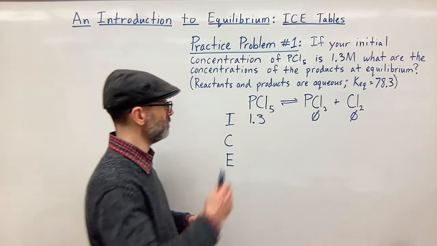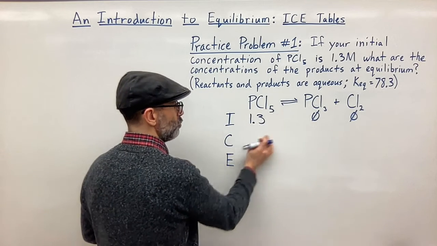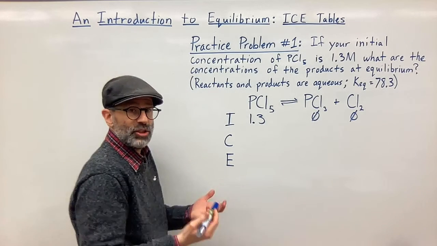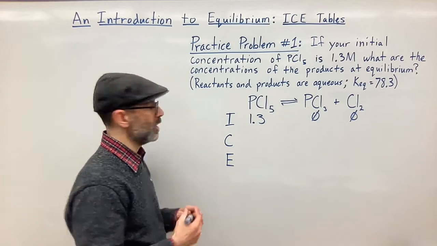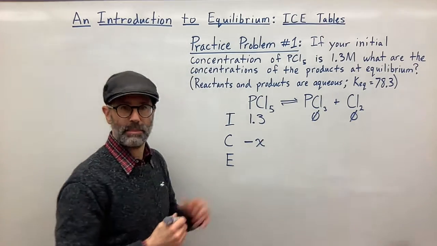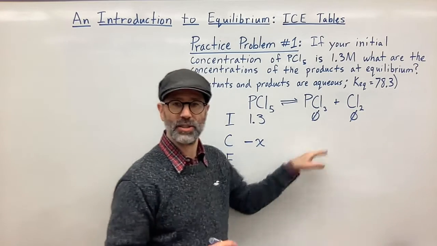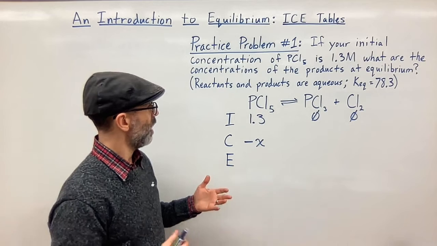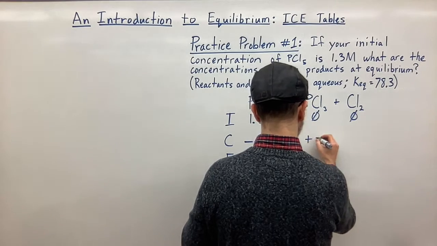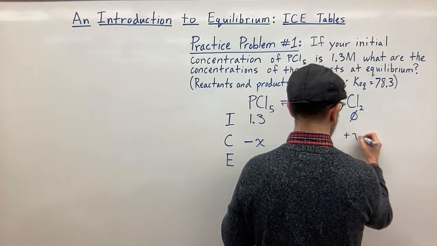Okay, so I know it's going to shift this way. So some of this is going to react to make some of this. So I'm going to lose some of this. How much? I don't know. That's my X. So I'm going to lose some X, minus X. So I lose some X here, and then I gain some X over here. That's my change. So over here it's going to be positive. So I'm going to put a plus X. I'm going to gain some X there.